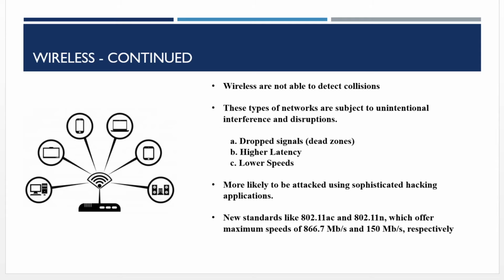Wireless networks aren't able to detect collisions. They're more susceptible to dead zones. Let's say in a house, you'll probably find a dead zone where you can't connect to the Wi-Fi router. The wireless connections have improved. As I said, in 802.11 they have improved immensely. But don't let that fool you. Some certain capabilities that a router says it has, it won't fully reach that potential.